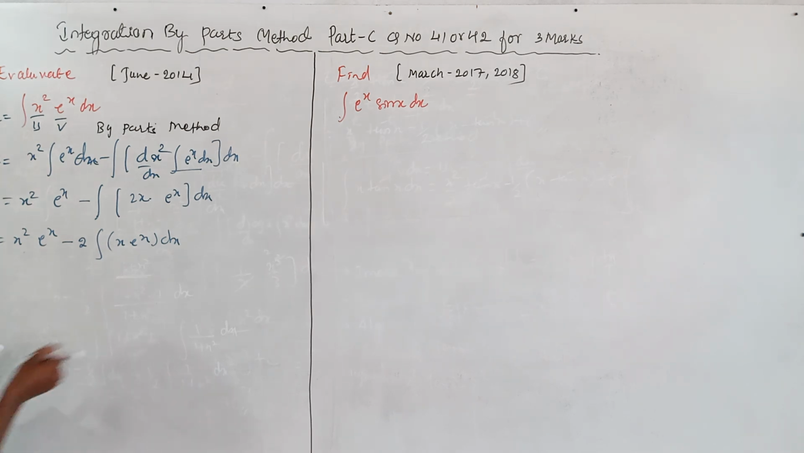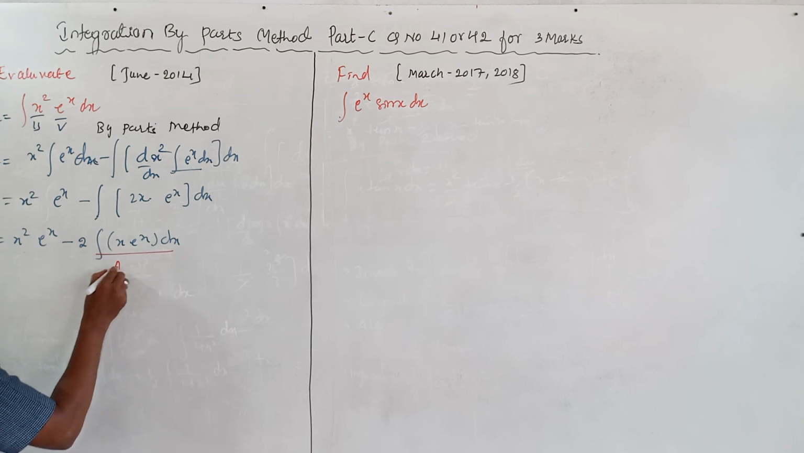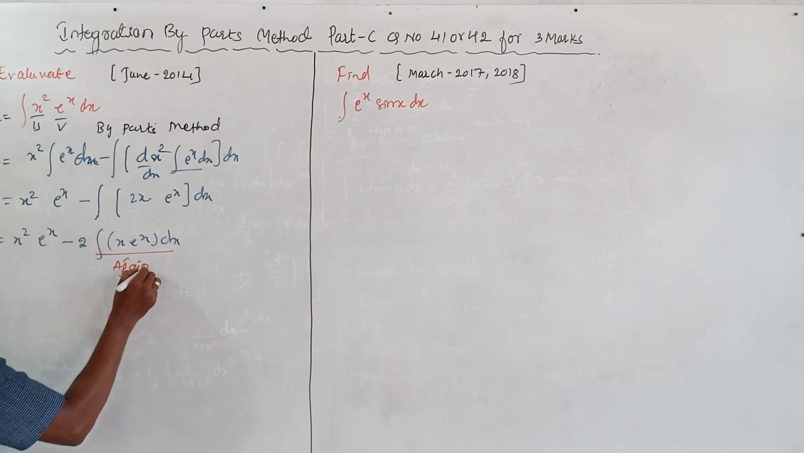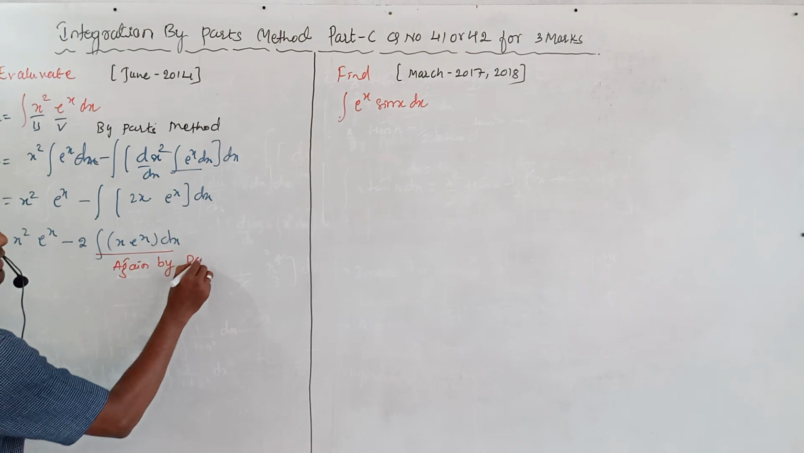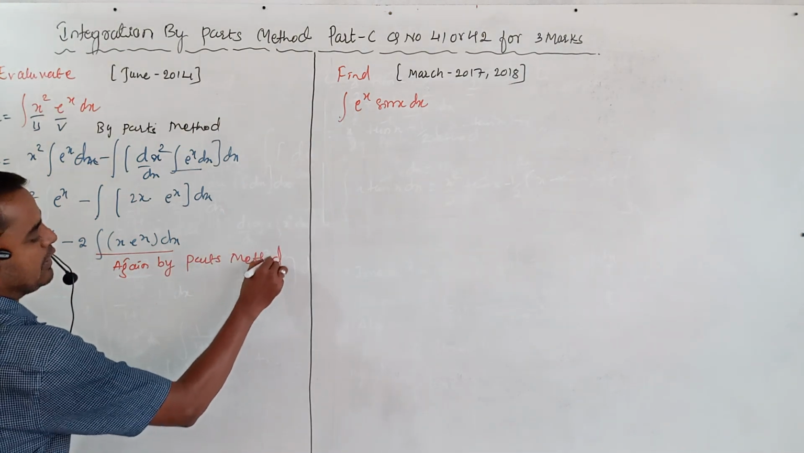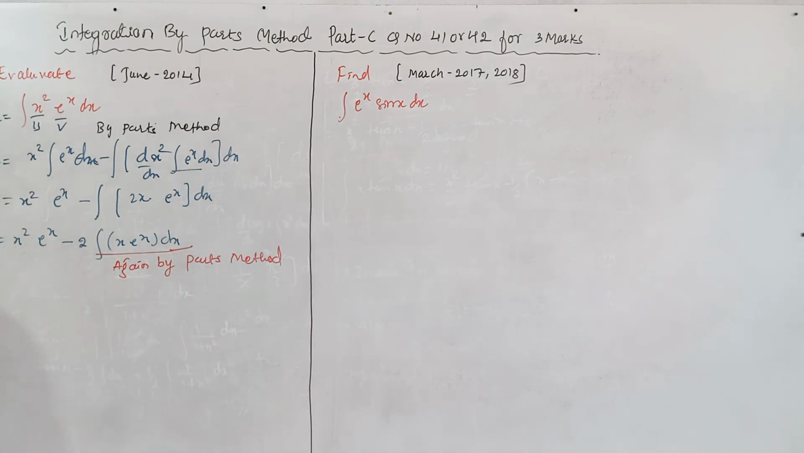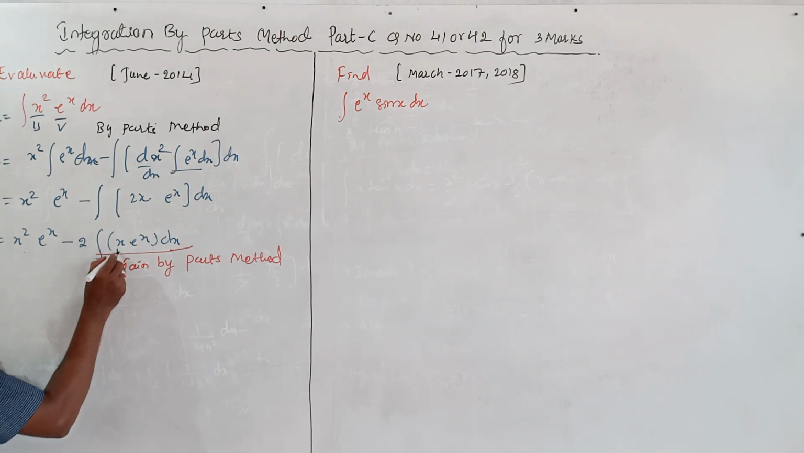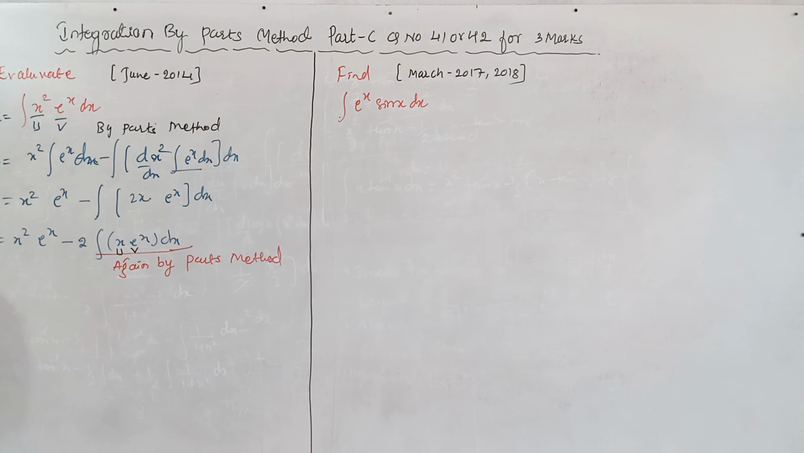Again to integrate this one, again by parts method. Again by what? Parts method here. Yes. So what is u here? x is what? U. This is u and this is what? V. So write this one.